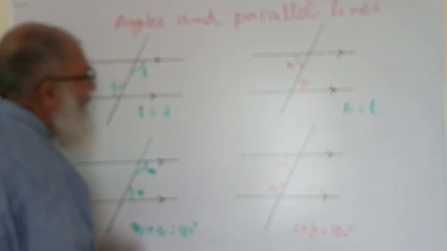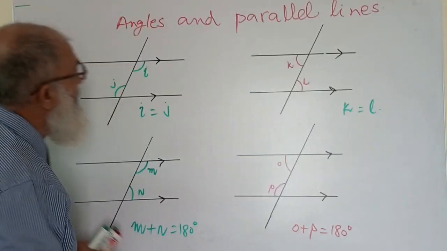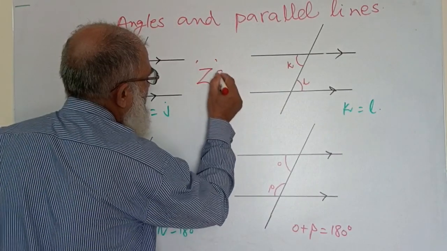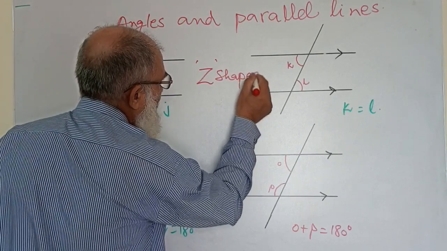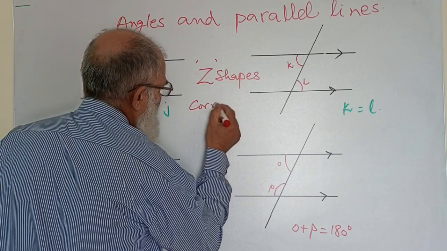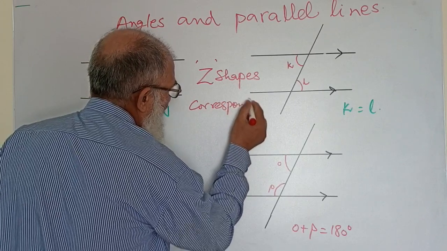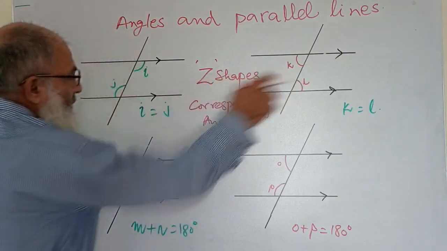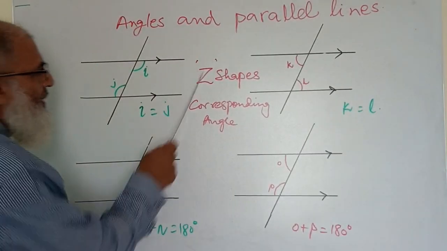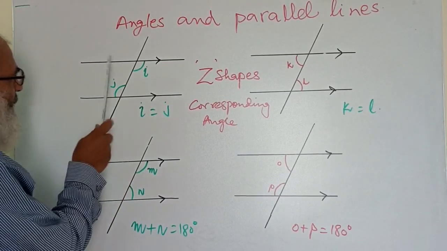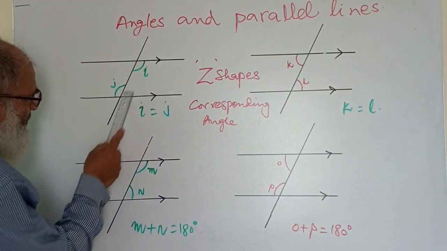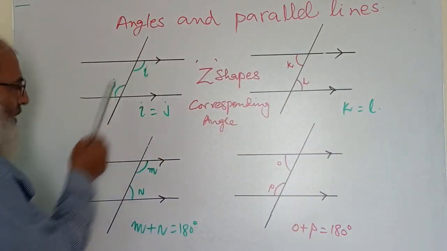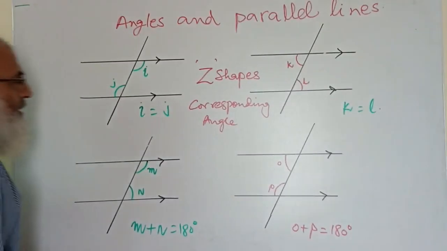Now what are these called? These are called Z shape corresponding angles. Only this and this figure. Now here you can see the Z shape corresponding angles. Now what are the Z shapes? Now this is a Z shape and this is a Z shape. Now this is an inverted Z shape. This is a regular Z shape.